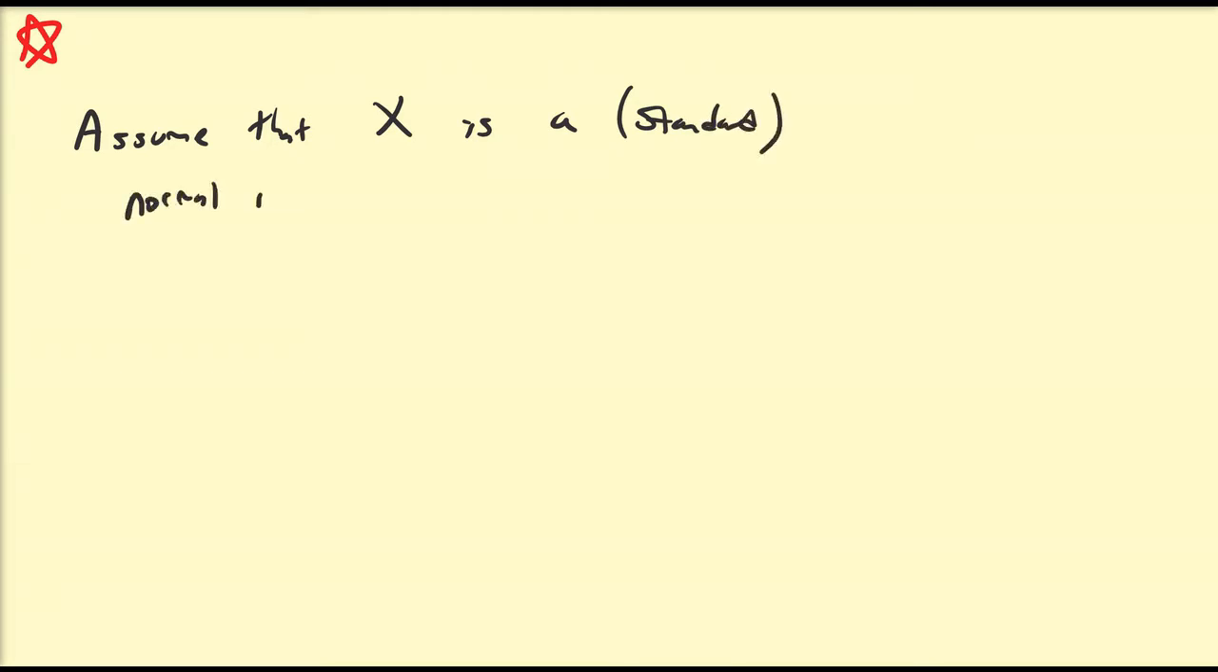Hello there. In this video we're going to discuss how to derive the moment generating function as well as the characteristic function for a normal random variable. So we're going to begin by assuming that, for simplicity, X is a standard normal random variable.